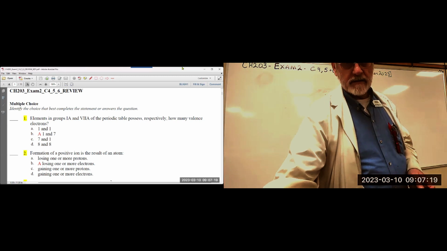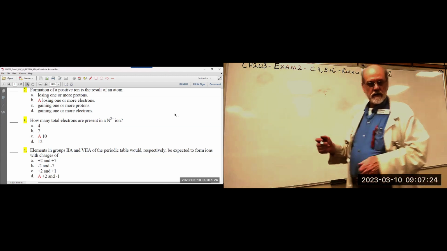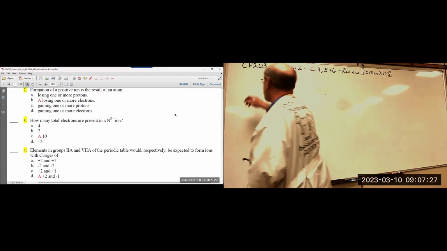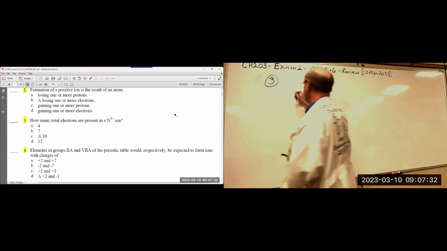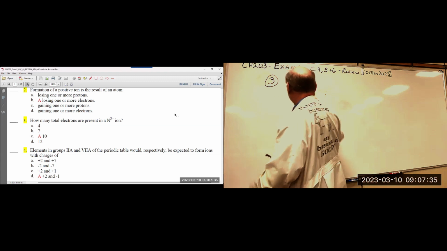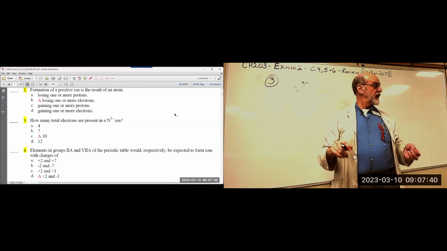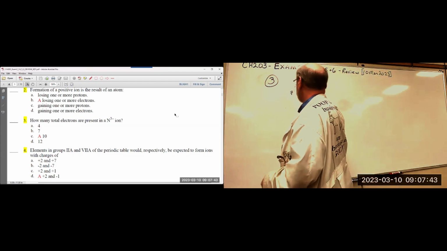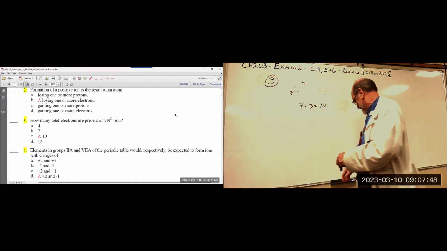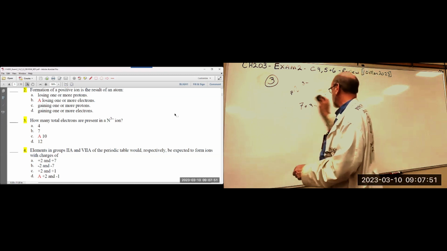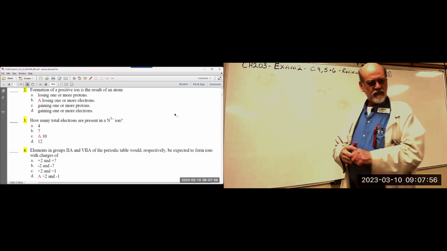All right, see here. So we can get 3 and 4 on there at a time. 3. How many total electrons are present in an N3- ion? Okay, well, we start with the neutrals. That's the way I do it. Start with neutrals, and we've got 7 protons, so we start off with 7 plus 3 is 10. Okay. Hope they become more challenging.